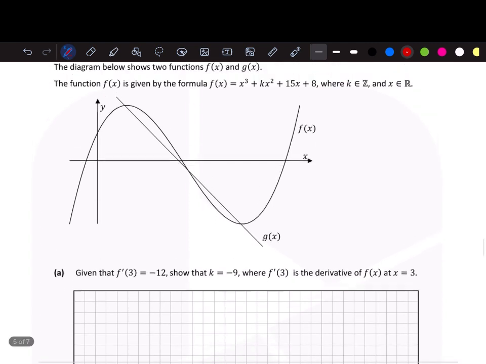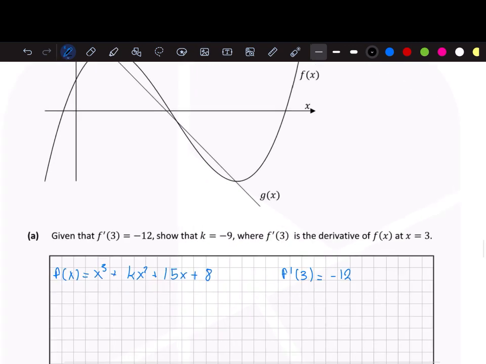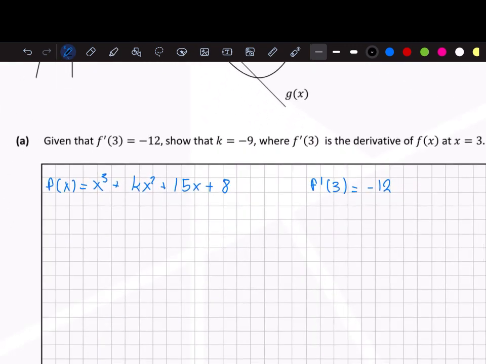So, first of all, we're just going to write out what f of x is. So we know that f of x is equal to x cubed plus kx squared plus 15x plus 8. And then it tells us that f prime of 3 is equal to -12. So when I find the derivative of f of x and I substitute 3 in for all the x values, it equals -12. So when I find the derivative, I'm going to have this. You got this last night. f prime of x is equal to 3x squared plus 2kx plus 15.